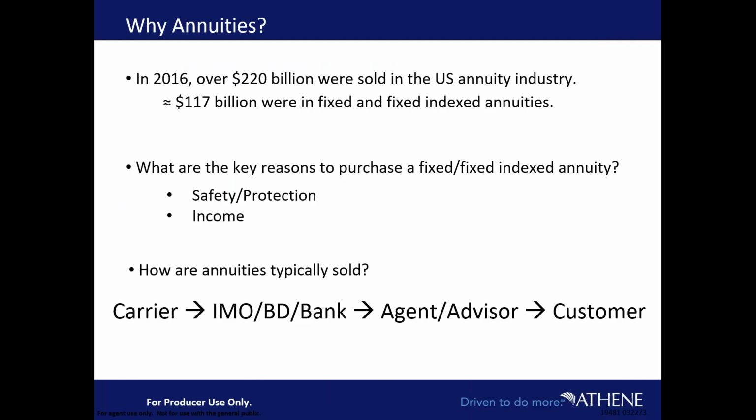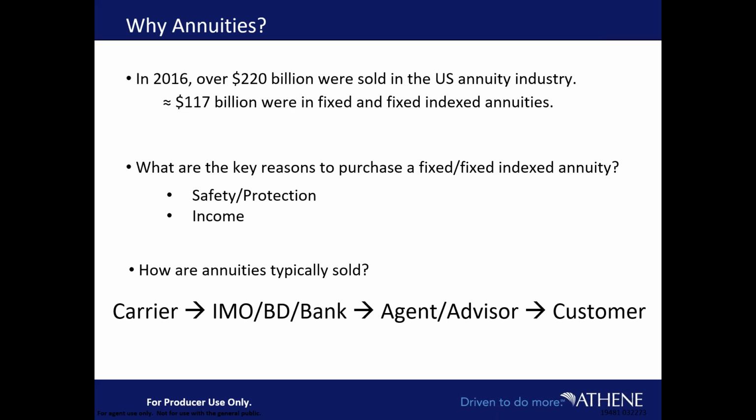So let's start out talking about annuities. Why an annuity? Well, let's go back a couple of years. In 2016, there were over $220 billion sold in U.S. annuities in the United States. 117 billion were fixed and fixed indexed annuities. So the key reasons to purchase a fixed indexed or fixed annuity are going to be safety and protection as well as income.